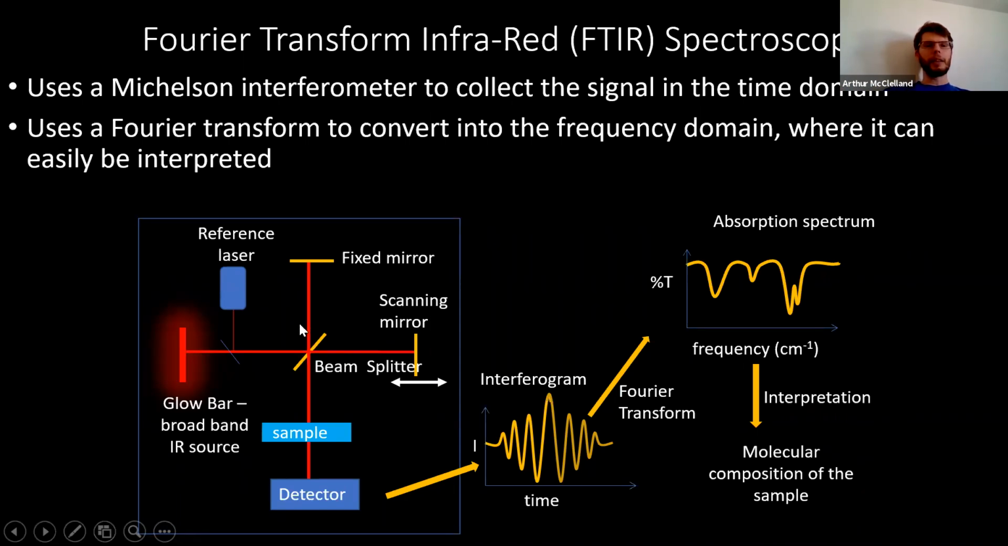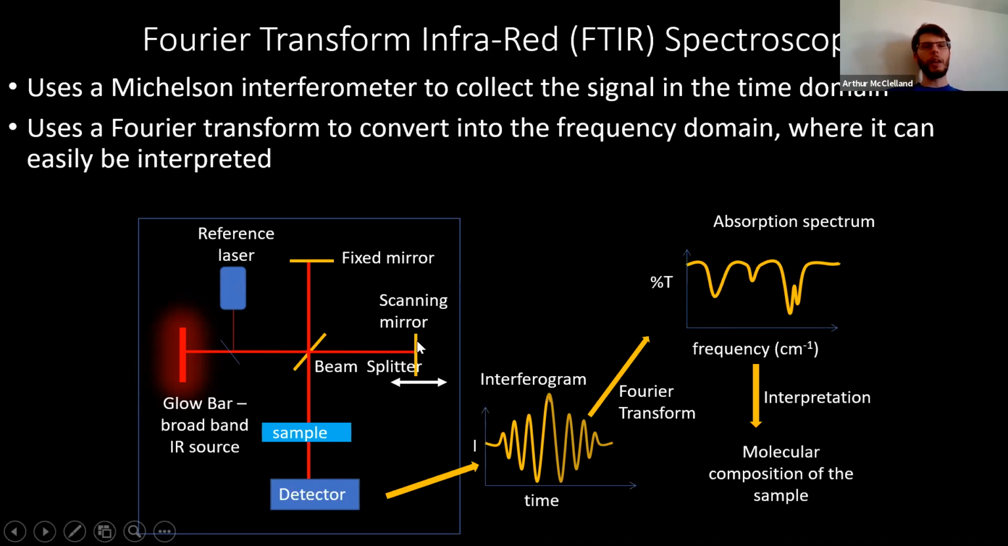And then the light is sent through a beam splitter. With the glow bar, we get all colors of light, all frequencies of light in the mid-infrared, all at once. We send them to 2 mirrors with the beam splitter. One mirror just sits there, the other mirror is a scanning mirror, and it scans back and forth. As it scans back and forth, we'll get light going in and out of phase. So we'll get constructive interference, destructive interference, constructive interference, destructive interference.